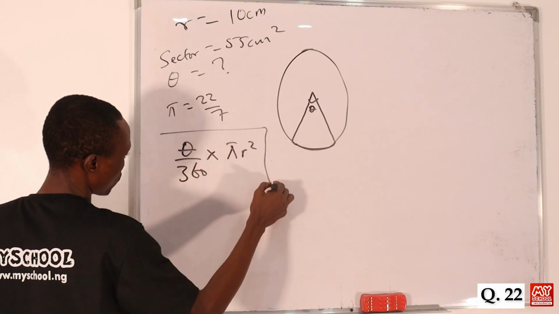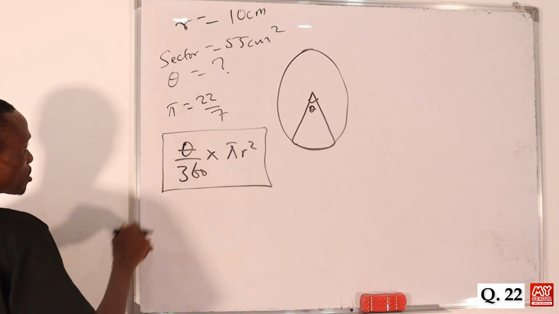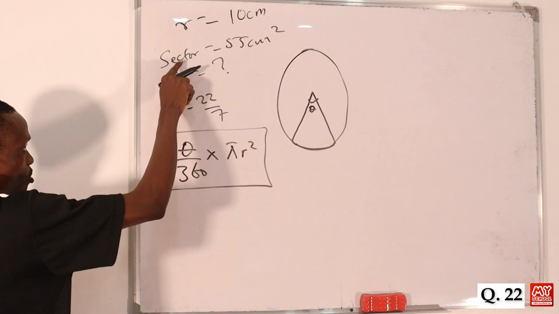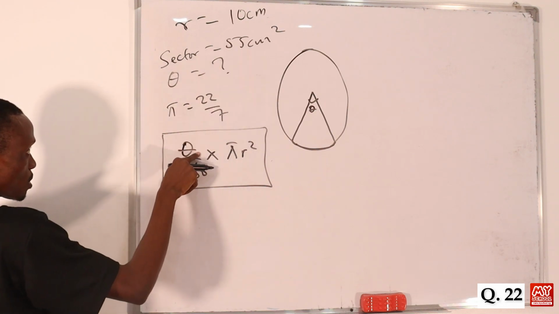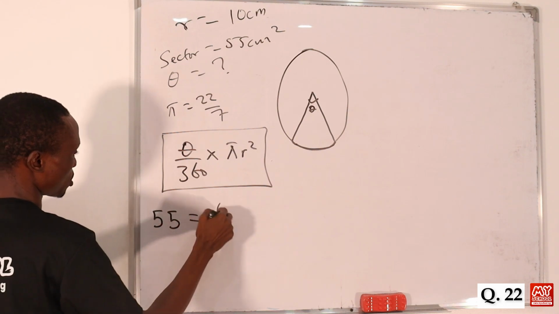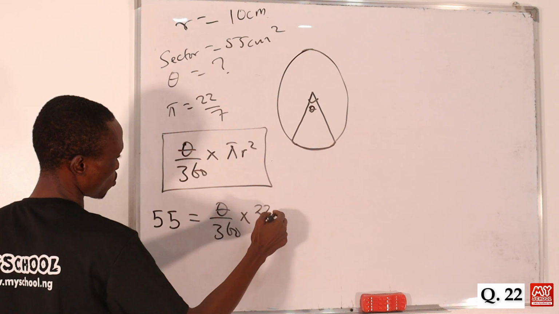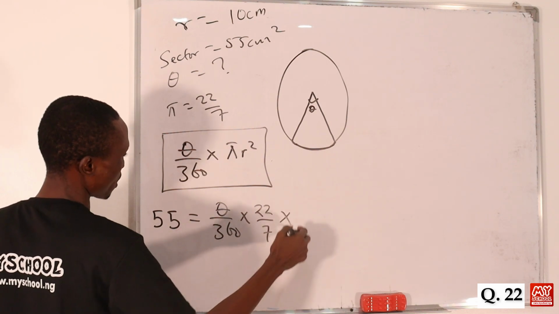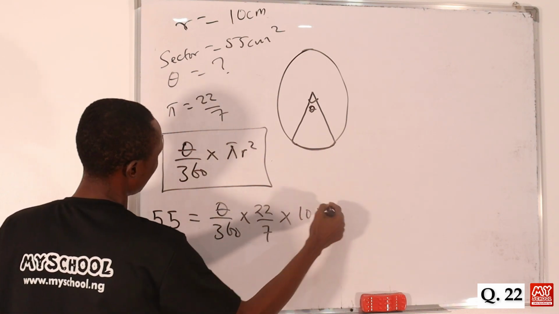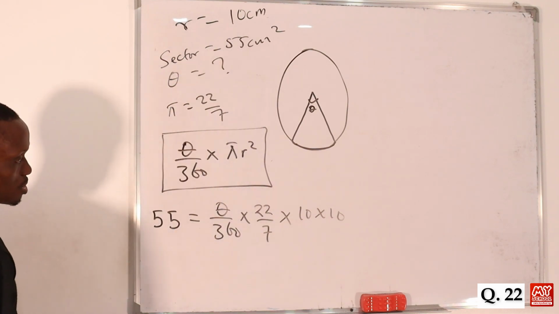So this is the formula for calculating the area of a sector. But in this question, the area of the sector has been given to us, and we should calculate for this angle. So we'll be having 55 equals θ/360, then times 22/7, then times 10 times 10, because the value of the radius is 10 centimeters.